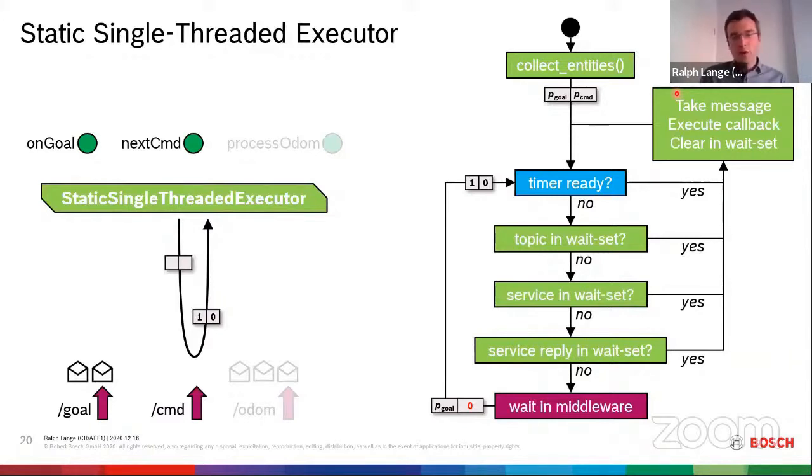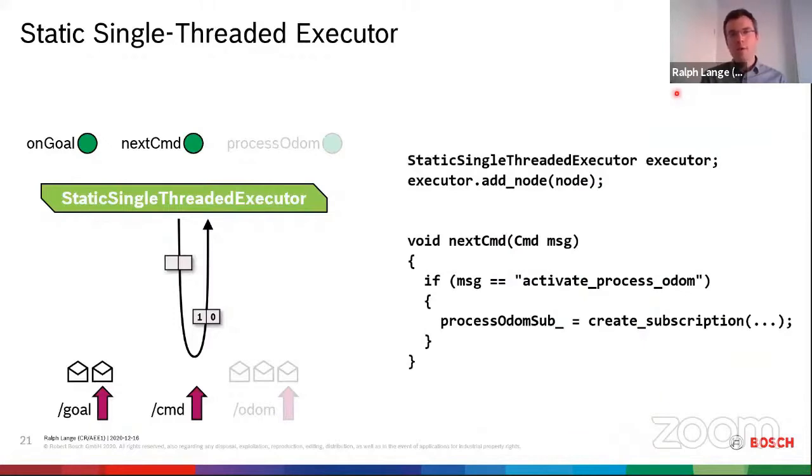You have to know that, on the other hand, if you create subscriptions or timers on the fly during the execution later, they will not be considered. So for example, if this process odom callback and the corresponding subscription is created, if a certain message here on the command topic arrives, so inside the callback next command, then it will not be considered by this executor instance, because it was not known at the time when the node was added to the static single-threaded executor.